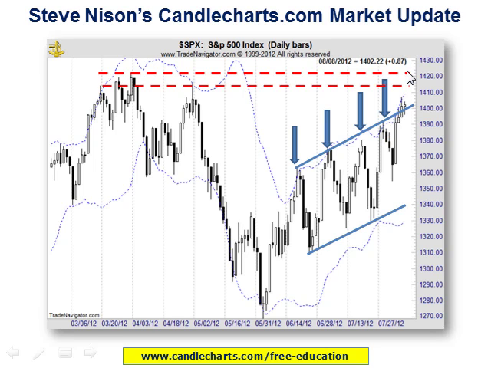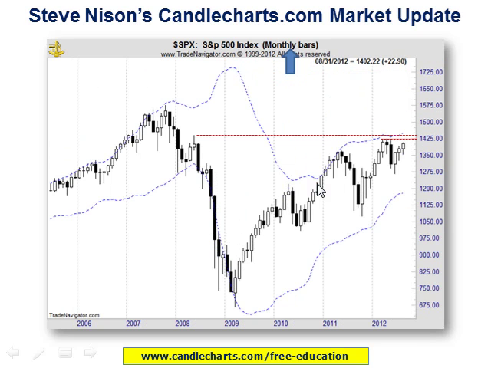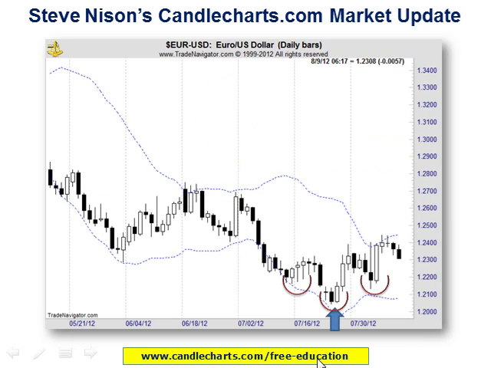But keep an eye on this level, and if we do get a bearish candlestick signal, I would certainly be defensive. So we just looked at the monthly, let's look at the euro. So in the euro, this is a daily chart.